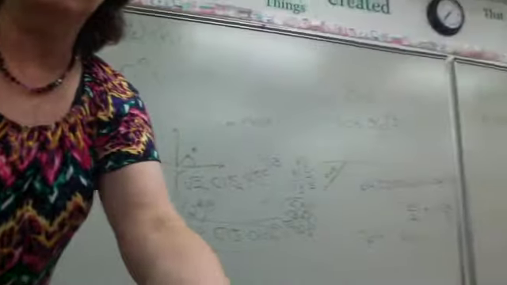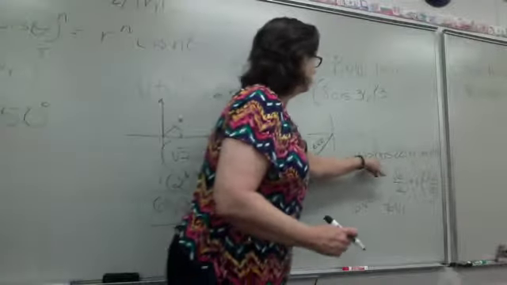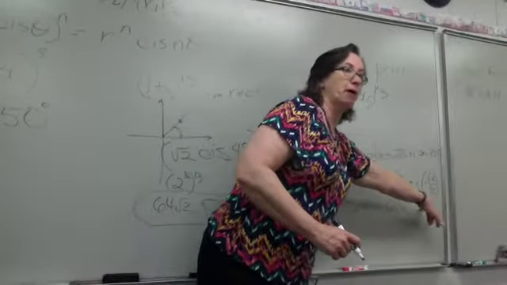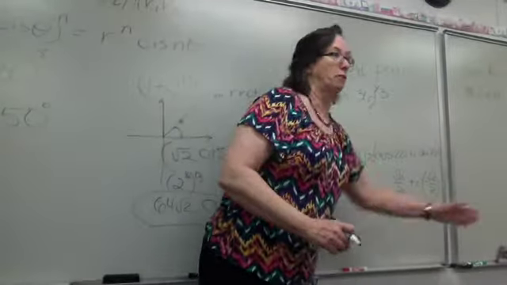Good job. That is how you're going to do those. You're just going to write out what cis means, and then pick it apart, remembering your signs, and then take your 64 square root of 2 and multiply it through.